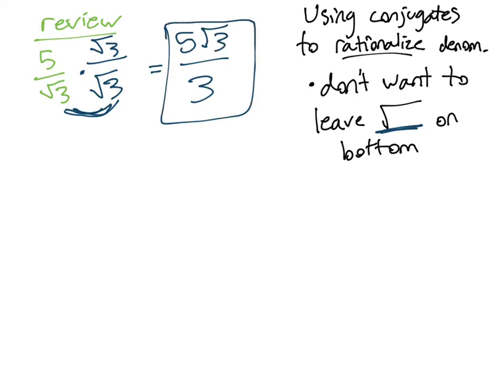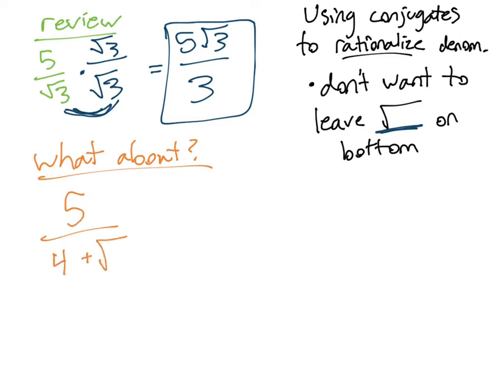Well, what if we have not just a single square root in our denominator, but something that has an integer plus a square root? So if we wanted to rationalize the denominator of this expression in orange, we're going to need to multiply by something a little bit more than just this square root of 3, because if we just multiply by the square root of 3, we'll still have some extra terms left over from this 4.